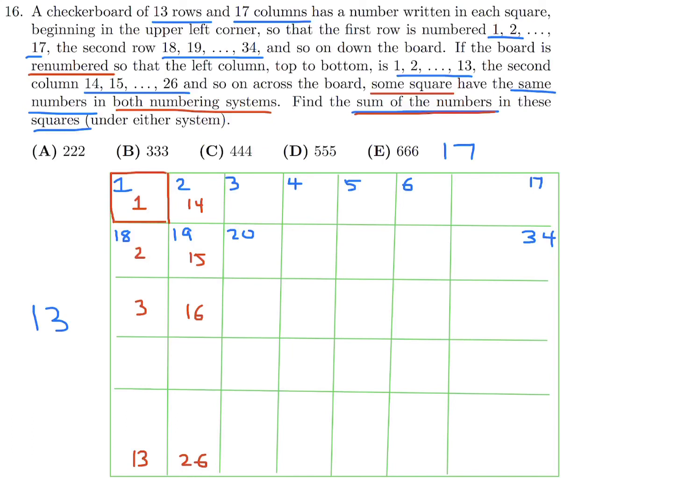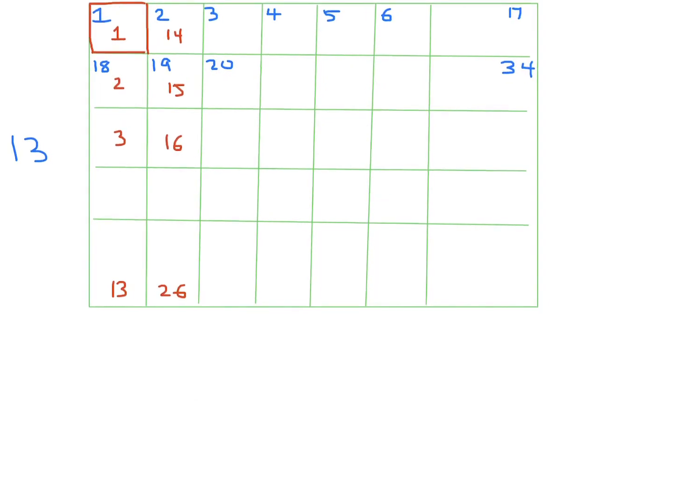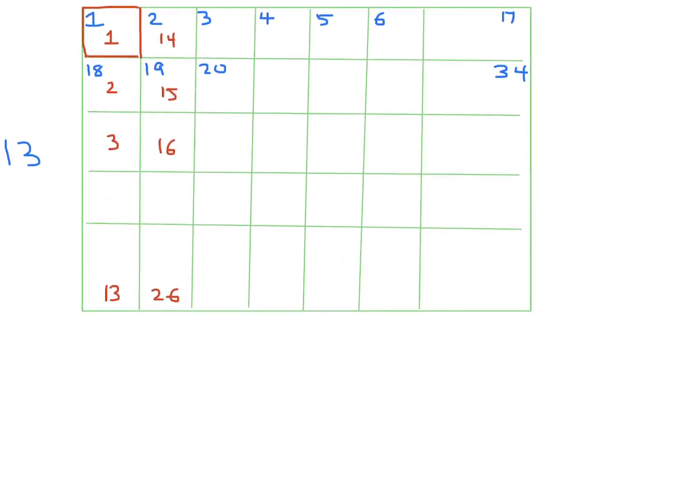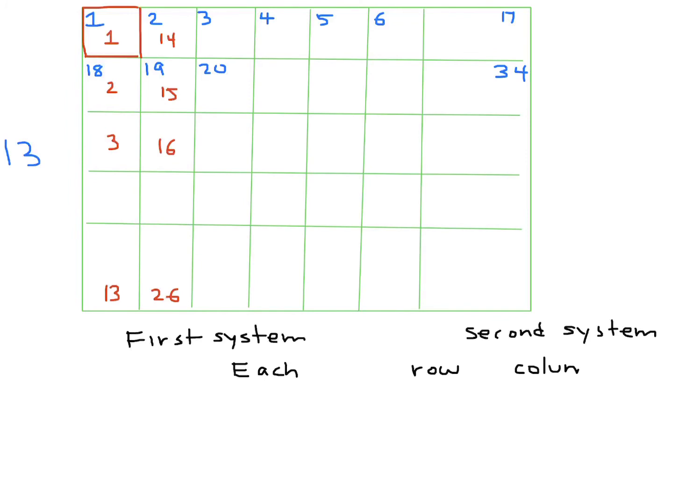Okay, so I hope you understand that question. So let's proceed. So how do we tackle this question? Well, we have two systems. We have the first system and then we have the second system. And each square is basically in a row and it's in a column. So I will denote the row to be, say, m and the column to be n.